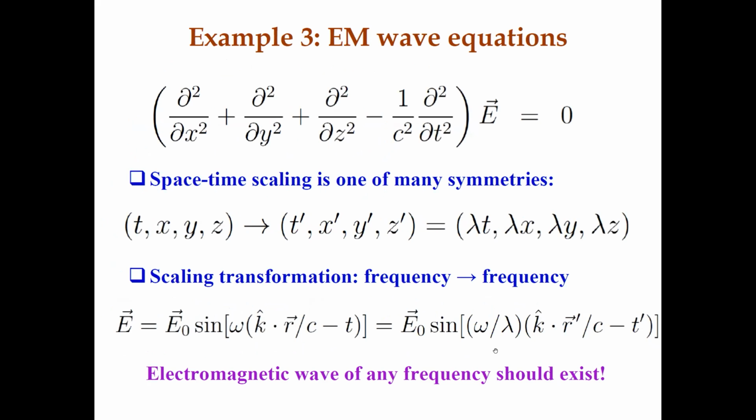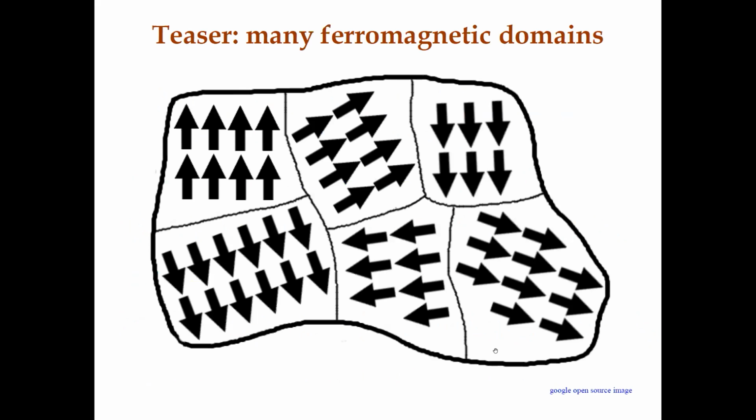So this gives you an answer of why electromagnetic waves of any frequency should exist: there is a scaling symmetry of simultaneous scaling transformation of space and time. Just because of this simple fact, electromagnetic waves should exist for all wavelengths.